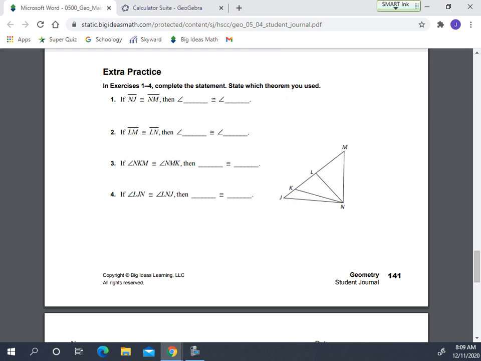Number 2. If LM, where's LM? So find that. LM is congruent to LN. Oh, sorry, that's LN. LM is congruent to LN. My bad. I just mixed those two up. Then angle what is congruent to angle what? Well, again, this is the same as the first one, so it's going to be the base angles theorem.